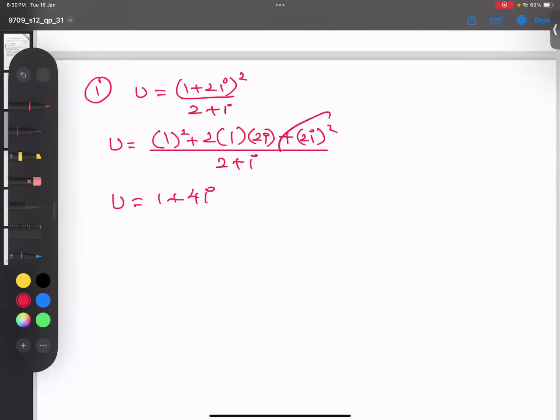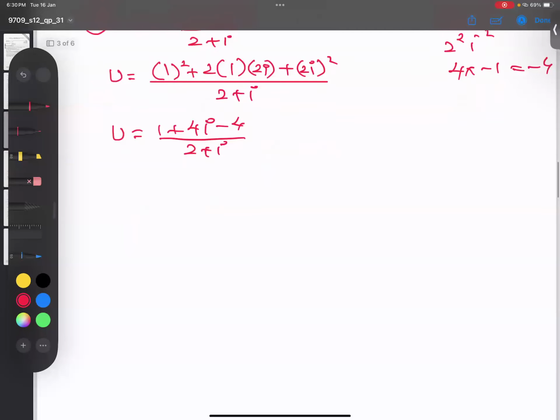Here, you know how to deal with this: 2i whole square is 2 square and i square. So 4 times minus 1 gives you minus 4. So here I'm writing minus 4. Okay, and now if you simplify this and this, what do you get here? So negative 3 plus 4i over 2 plus i. Now we have one choice only to simplify. What is that? It's called rationalize.